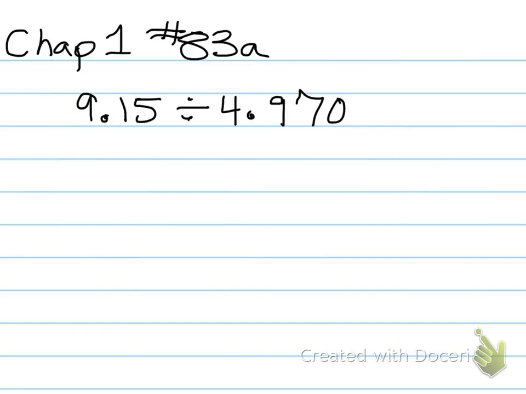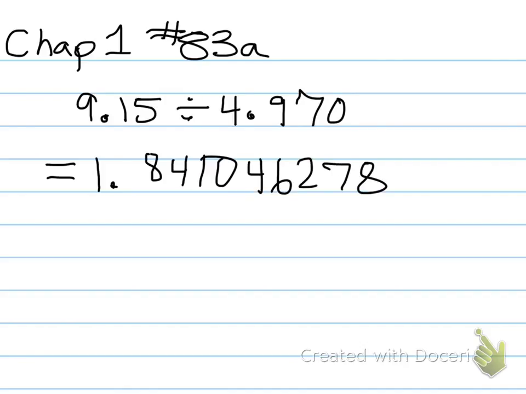So, Chapter 1, question number 83A asks us to calculate to the correct number of significant figures. So this is a simple calculation, 9.15 divided by 4.970, and we can just plug this directly into our calculator. So when we do that, we get 1.841046278. Oftentimes students will ask me, where do I round? So here is the answer to that question.